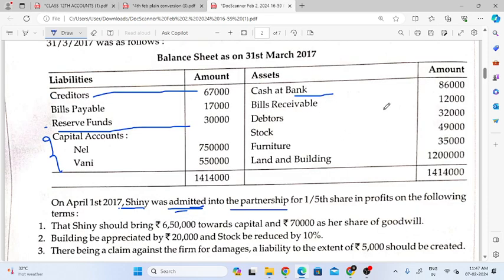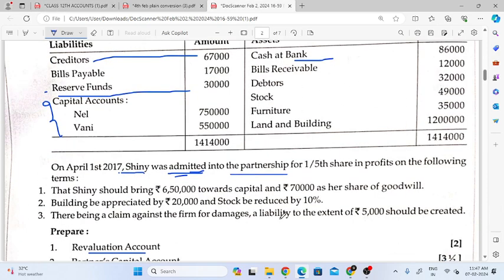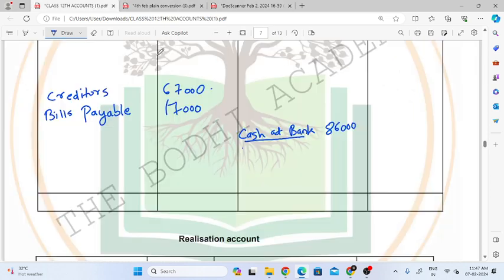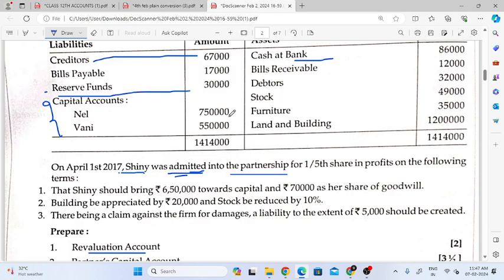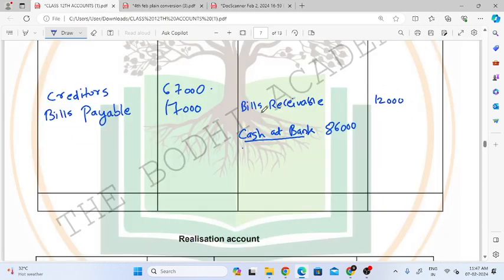Then bills receivable, we have to check whether any adjustment is there for bills receivable. As of now there is no adjustment for bills receivable, so 12,000 I'm going to take directly. So bills receivable, amount is 12,000. Then next, debtors. There is no adjustment for debtors, so debtors 32,000.